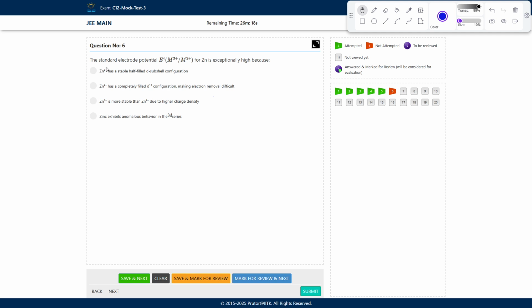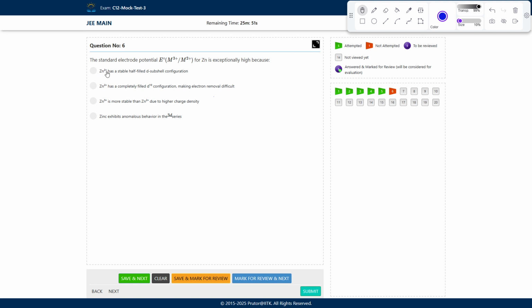So this question says that the standard electrode potential, that is E naught for M3+ to M2+ for the zinc element. Zinc comes in the first transition series. For the zinc element, the E naught is exceptionally high, so you have to tell why it is so, why zinc shows the higher E naught value for M3+ to M2+. We have been given 4 reasons.